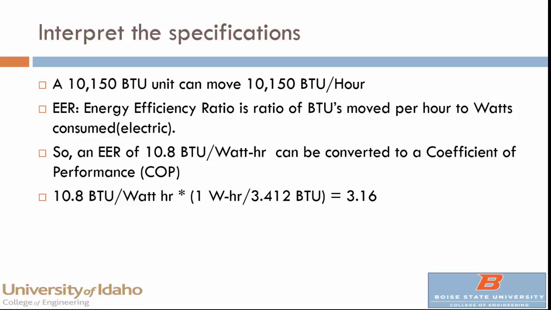The EER is a statement of the coefficient of performance. We talked about that earlier, but it's not a dimensionless parameter in this case. It is the ratio of BTUs removed from the conditioned space to the watts consumed. So it's either the ratio of BTUs per hour per watts or BTUs per watt hour. It gets the same thing. The units of EER are BTUs per watt hour. This 10.8 is the rating for this unit.